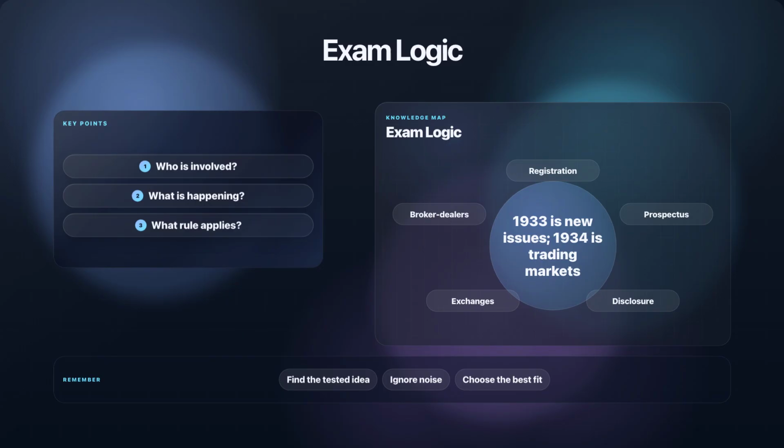When a question tests 1933 Act vs. 1934 Act, ask 4 questions. Who is involved? What is happening? What concept is being tested? And which answer best fits that concept? This approach keeps you from chasing every extra detail in the stem.